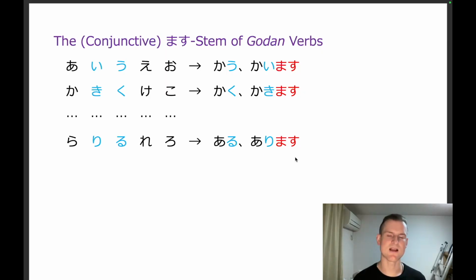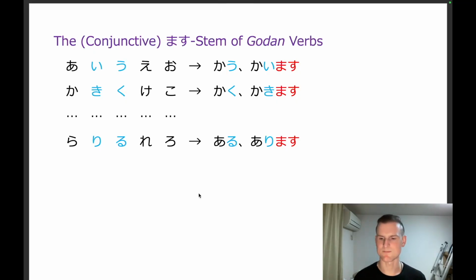Okay, so this is how Godan verbs conjugate into their masu form. But what we actually want here is just the masu stem. So we just want this part here. The masu stem is what you get when you form the masu form and then chop off the masu. So kai, kaki, and ari are the masu stems of these verbs. And here also, just like I did with the adjectives, I have the word conjunctive in parentheses because the masu stem has lots of functions. Remember, hold things lightly. This is not the only function of the masu stem. But in this case, it does indeed have a conjunctive meaning.